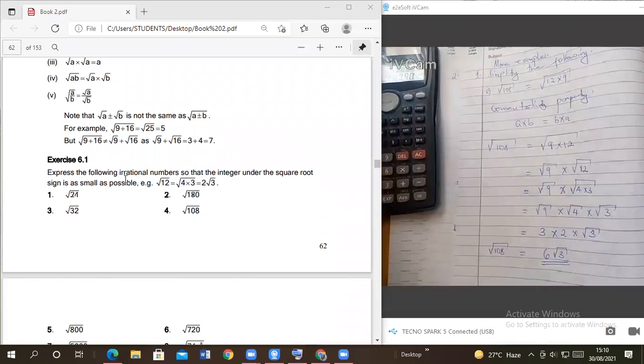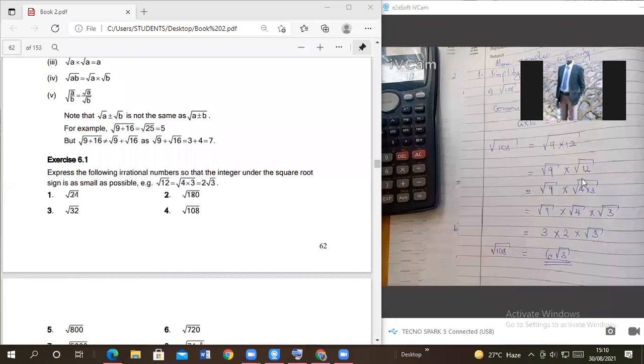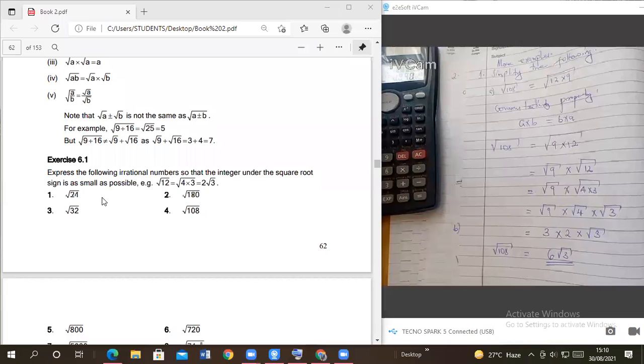Question: what if we don't reduce 12 and just leave it like that? Is it correct? No, then you have not answered the question, because the question is very clear. It says simplify, until the number under the square root is the lowest or smallest possible.